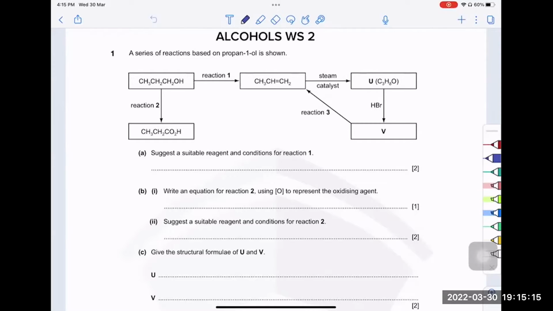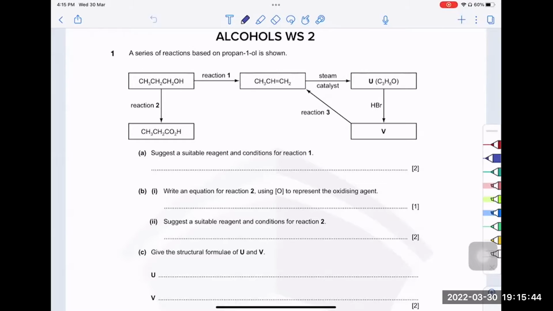Then that U is reacting with HBr, making V. And of course, it depends on what's happening there. If the HBr is concentrated, it can provide the bromide, and that bromide can then go and replace the OH that's in there. So that is nucleophilic substitution. And based on that, you can easily see that V will be formed.